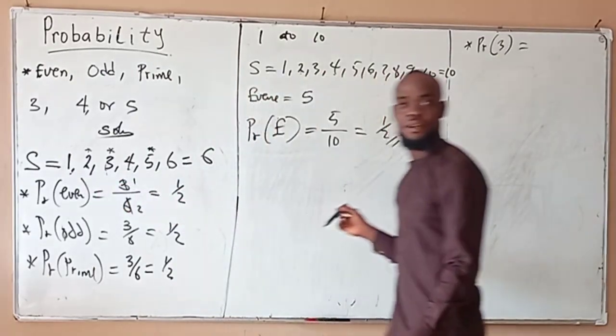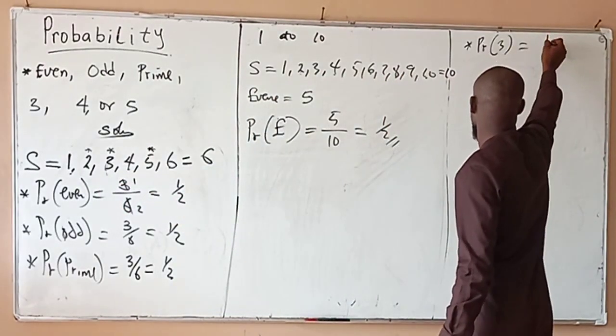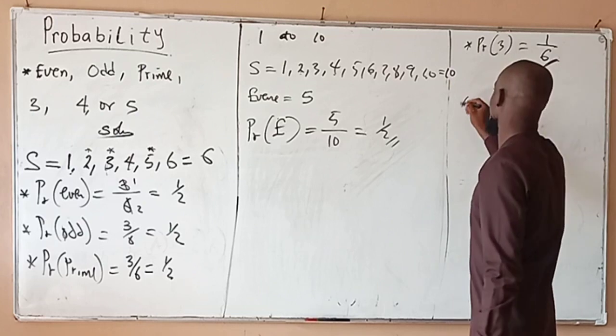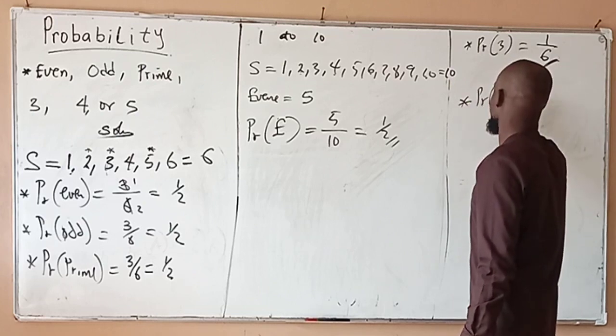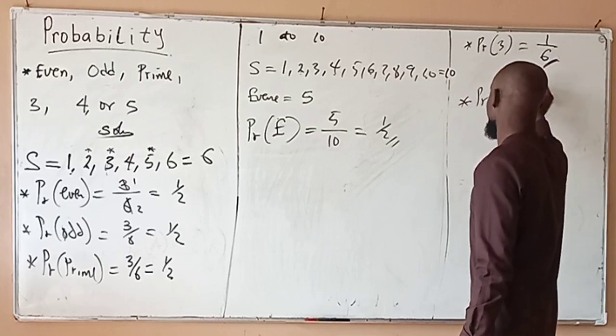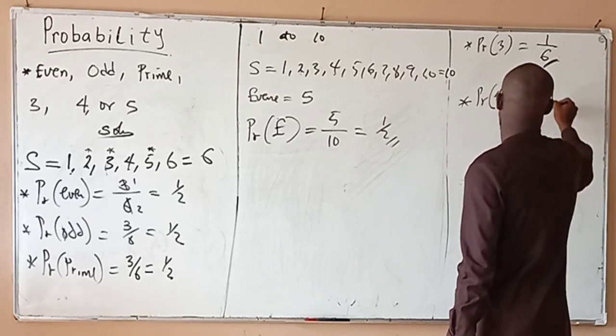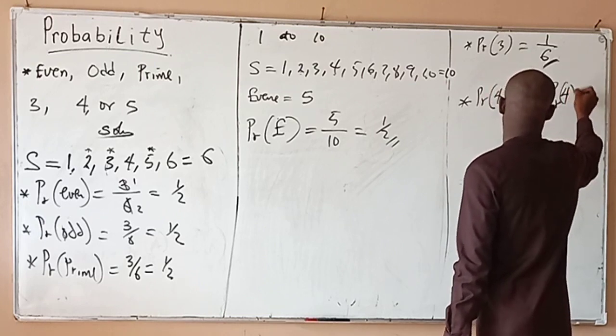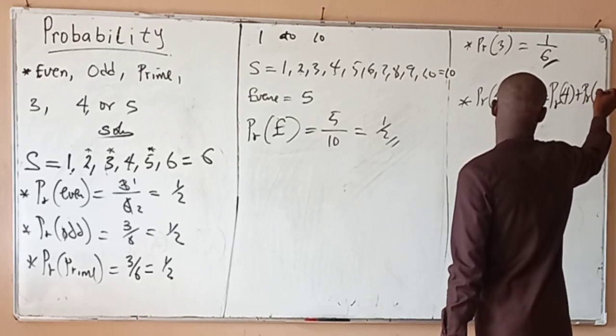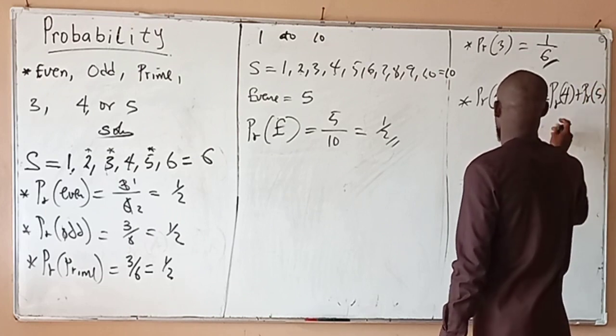We have just 1 event showing 3. So the event showing 3 is 1 event over the sample space here. Now what about the probability of having a 4 or a 5? That would be the probability of 4 plus the probability of 5, with the addition of the probability of 4 and 5.